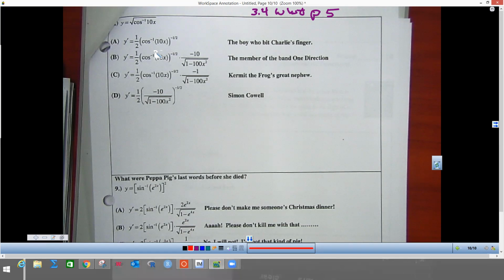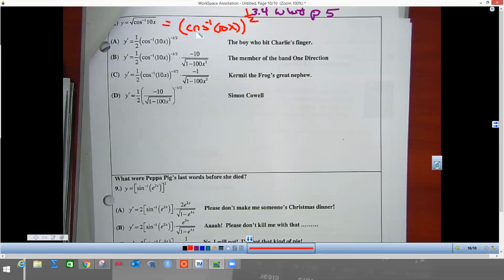All right, so we've got the square root of the inverse cosine of 10x. I need to rewrite that without the square root symbol. So we're going to take the square root out, and we've got the inverse cosine of 10x, and we're going to have that to the half power. That is still the y value right there.